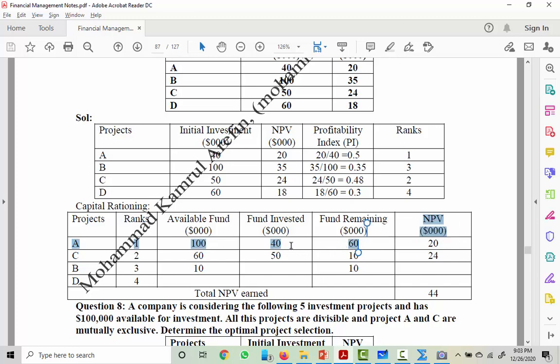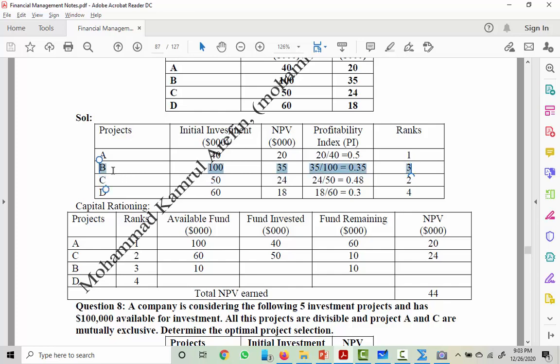So after we have invested in project A, we are left with $60,000. So we have $60,000 in our hand and project C needs $50,000. So we will invest the full $50,000 in project C. We will be left with 60 minus 50, which means $10,000 in our hand. The NPV that we can get from project C is 24. Right.